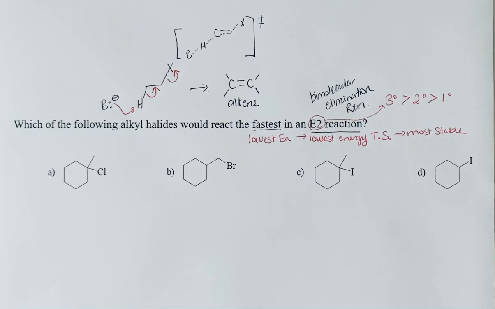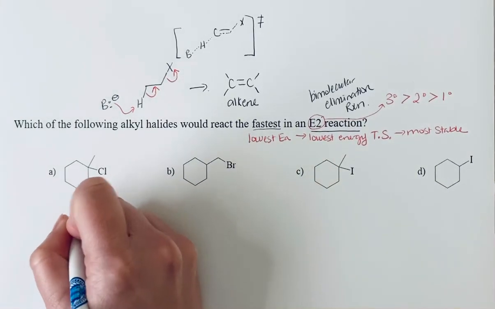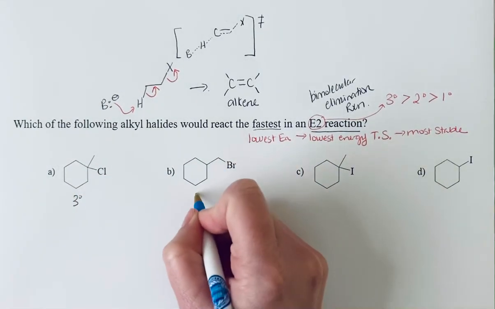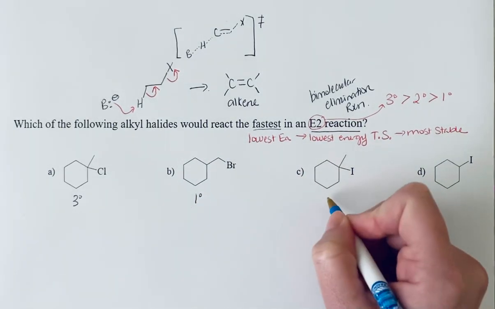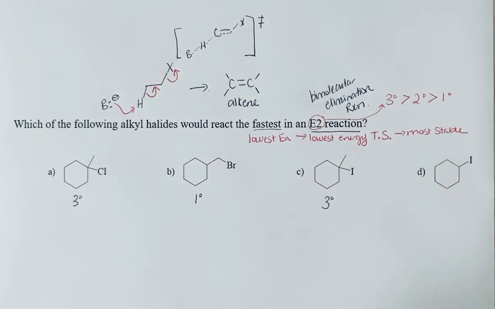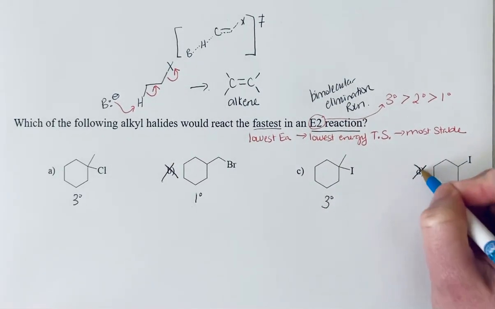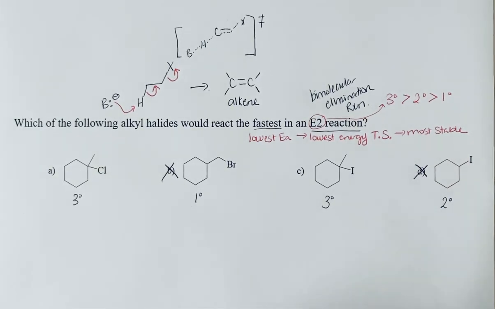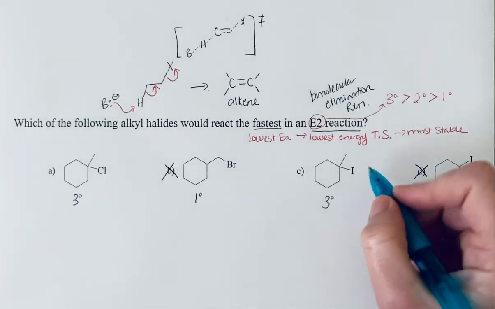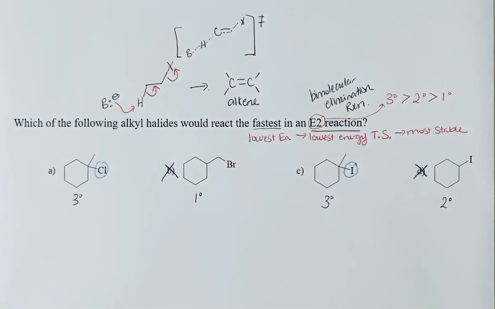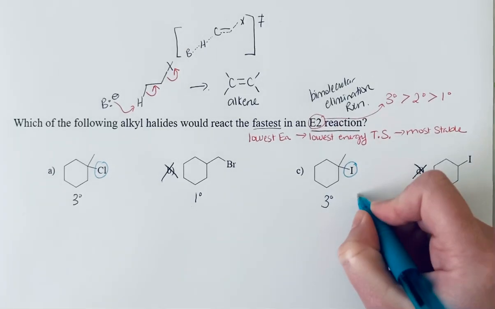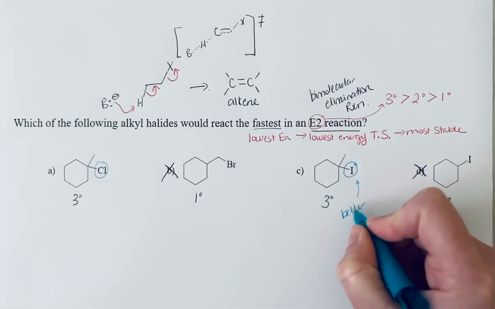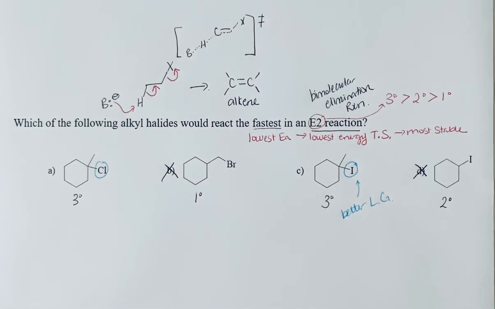And so we have a tertiary alkyl halide for A, a primary alkyl halide for B, another tertiary alkyl halide for C, and secondary for D. So we're going to cross off these primary and secondary and take a look at what's different between our two tertiary systems. And we see the structures are identical except for the leaving group. And iodine is a better leaving group than chlorine. And so this will be the alkyl halide that reacts the fastest.